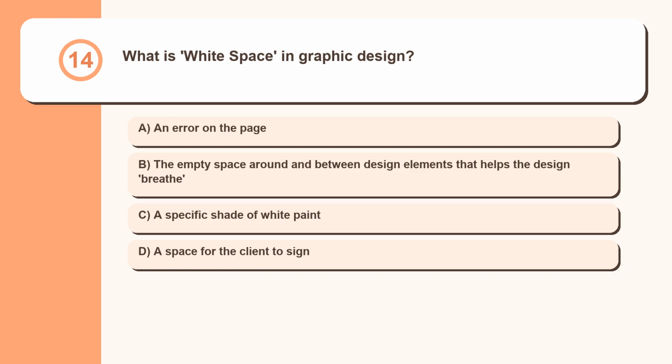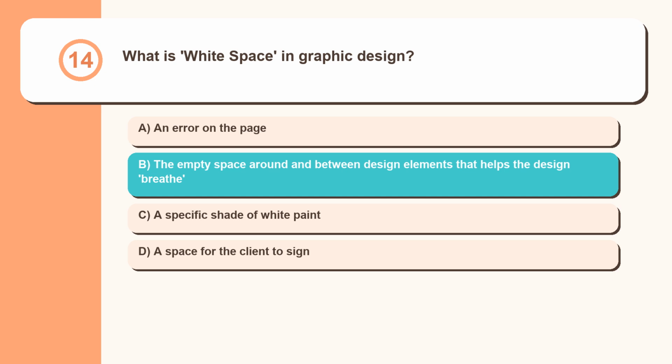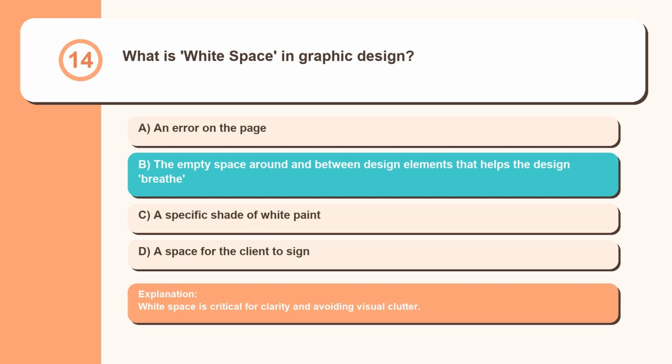Question 14. What is white space in graphic design? An error on the page, the empty space around and between design elements that helps the design breathe, a specific shade of white paint, a space for the client to sign. White space is critical for clarity and avoiding visual clutter.